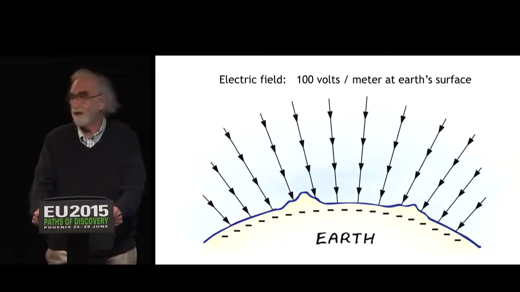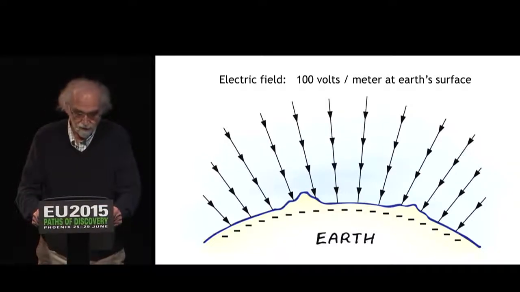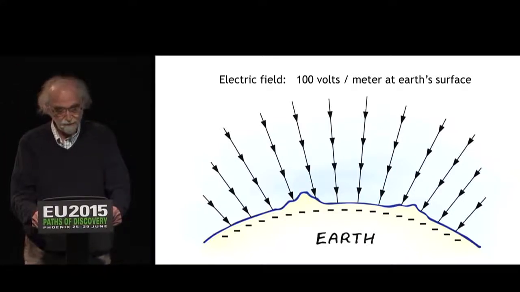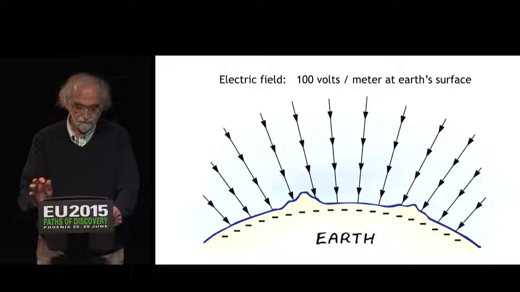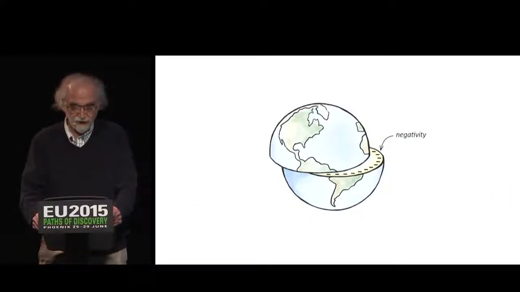The electric field is about 100 volts per meter at the surface of the Earth. And there must be, therefore, some negative charge on the Earth and positive charge somewhere up there. So essentially, the point is that the Earth somehow bears negative charge.